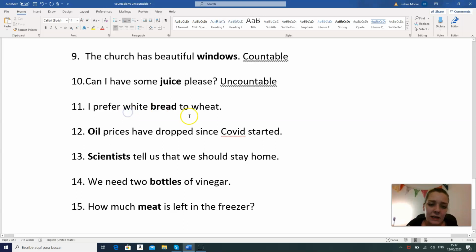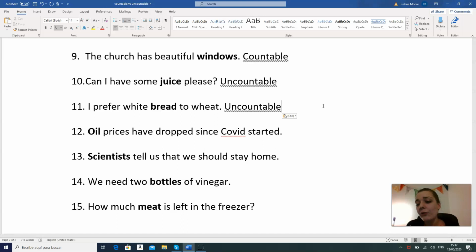I prefer white bread to wheat. Bread. Is bread countable or uncountable? It's uncountable. Why? We do not say one bread, two bread. No, it's a loaf of bread, a lot of bread, a little bread. We do not use numbers with bread, so it is uncountable.